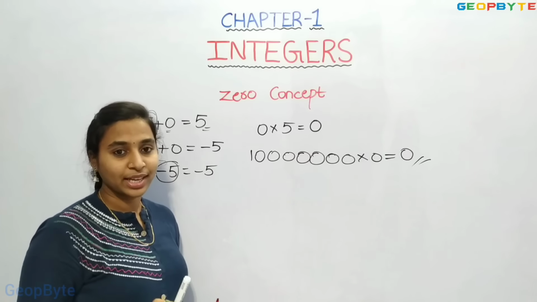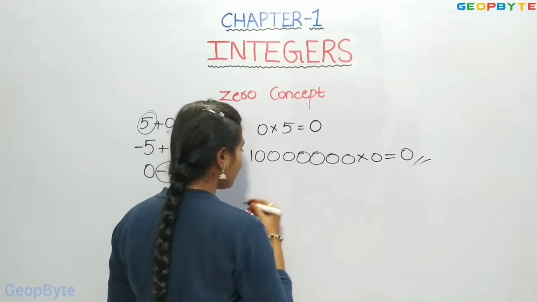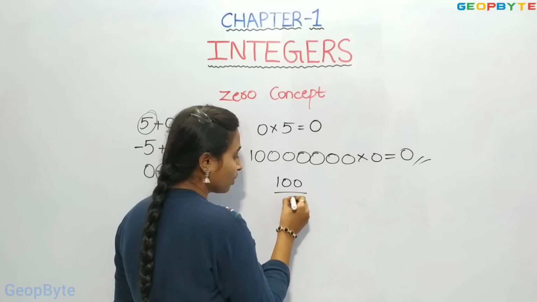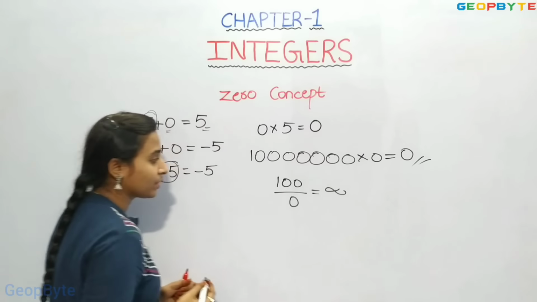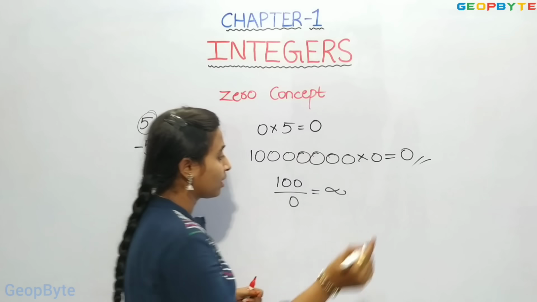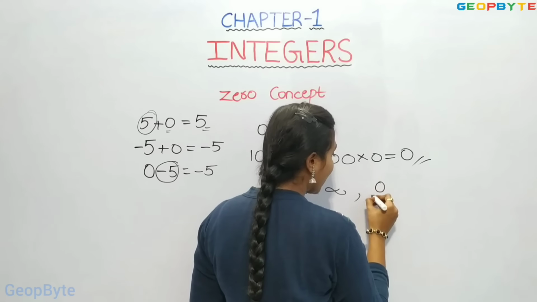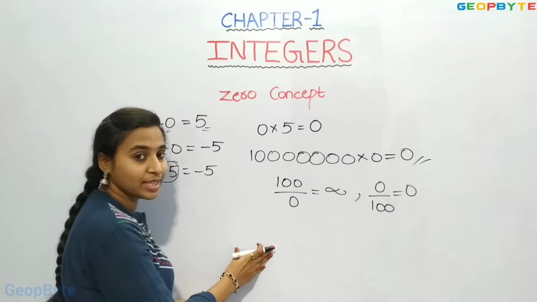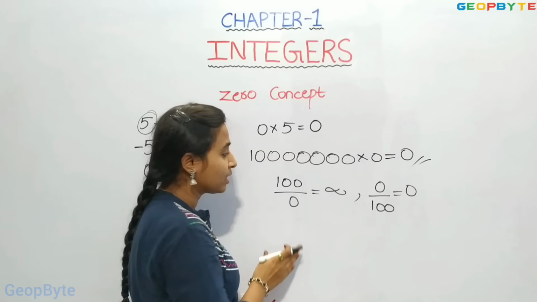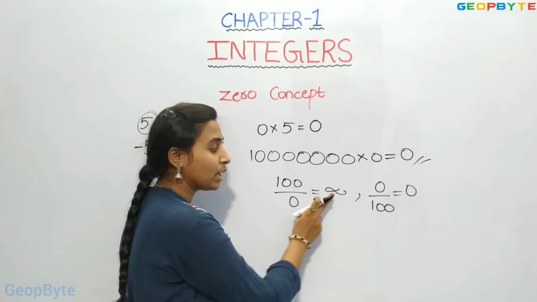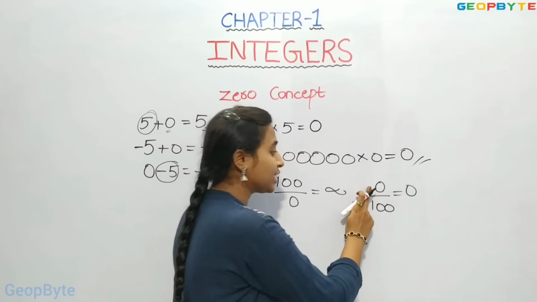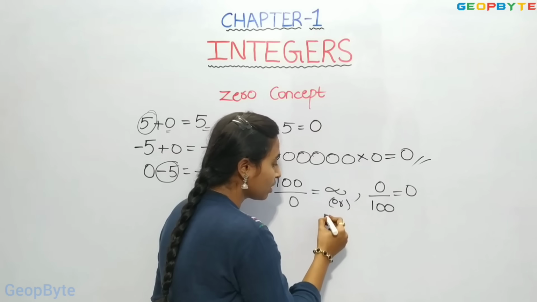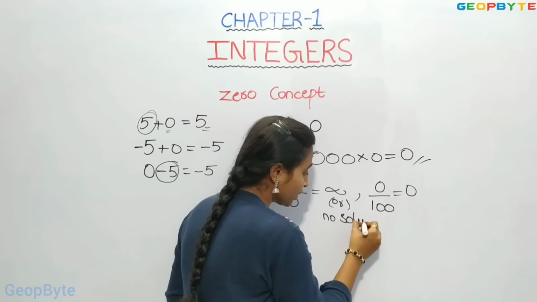Now let us see in the case of division. If any number, some 100 by 0 is infinity, that is no solution. If 0 by any number is 0, this is the condition in division. See, any number by 0 is infinity and 0 by any number is 0. Infinity, or this is also called no solution.